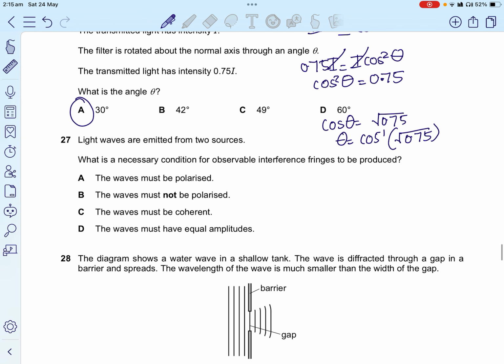Question number 27. Light waves are emitted from two sources. What is the necessary condition for the observable interference fringes to be produced? Now, whenever you want to produce observable fringes, you have to ensure that the waves are coherent. Coherent waves are basically waves that have constant frequency, and if you want the interference fringes from the double slit interference to be produced, they have to be coherent, which is a requirement.